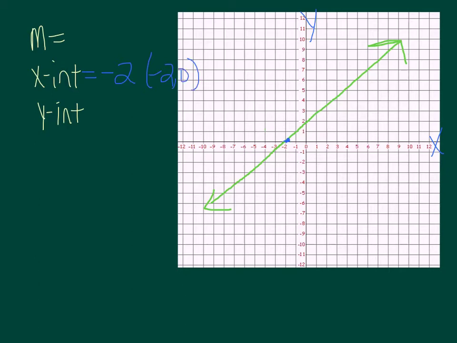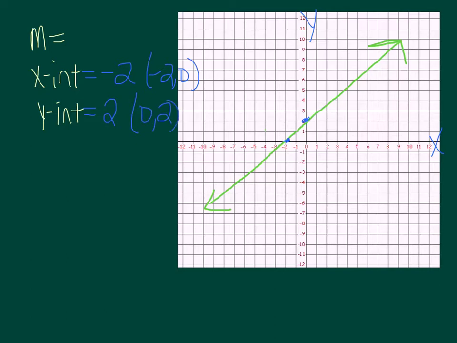Now let's find where it crosses the y-axis. So now I'm looking at my y-axis. I want to know where this line crosses my y-axis, and it crosses right here at 2. So my y-intercept is 2. Now the point would be 0, 2.